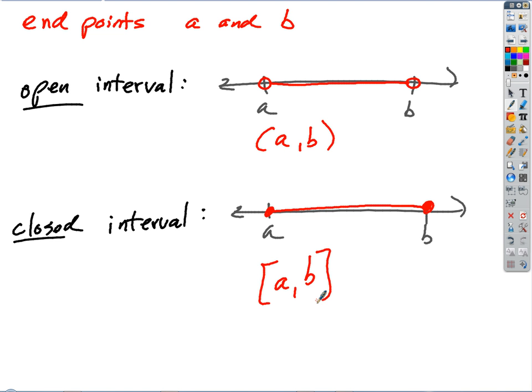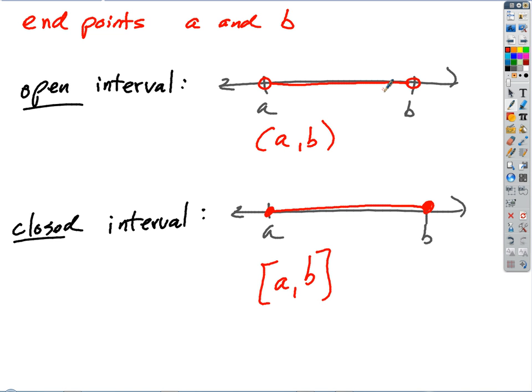Why do you suppose we call one of them open and one of them closed? It's not immediately obvious why that makes sense. Is there a leftmost endpoint on a closed interval? Yes. Case closed. There is a leftmost point, and there is a rightmost point, isn't there? Case closed. Notice I use the word closed there.